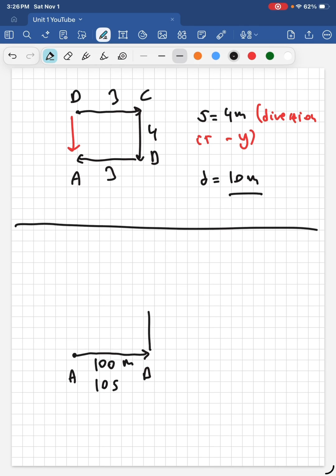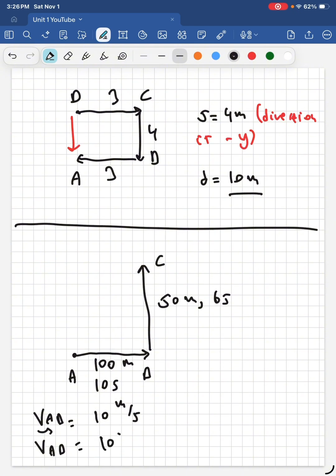And then I went from B to C. I covered 50 meters in 6 seconds. Okay, so VAB, the speed in the first segment, is 10 meters per second because I divide 100 by 10, which is 10. So that's my speed. But my velocity is also 10. So let's say plus 10 because we move in the positive x direction.